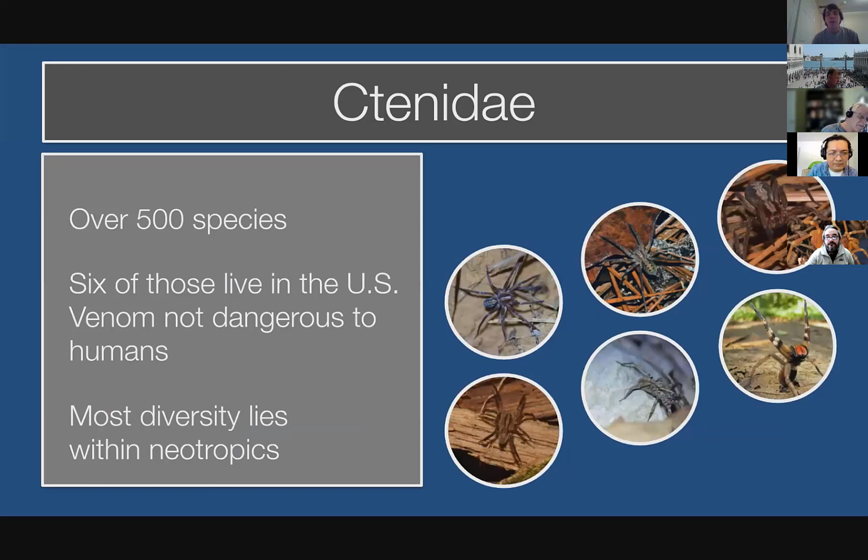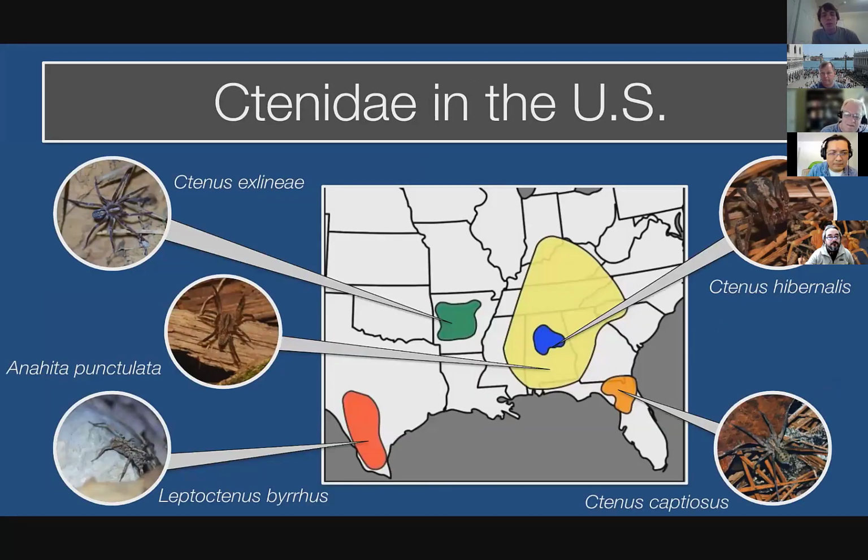All right, just a brief overview of the Ctenidae family. These are wandering spiders. There are over 500 species, and 6 of those live in the US. Of those, they don't have venom that's dangerous to humans. Most of the diversity in this family lies within the neotropics. The wandering spiders I mostly focus on are the ones that live in the US.